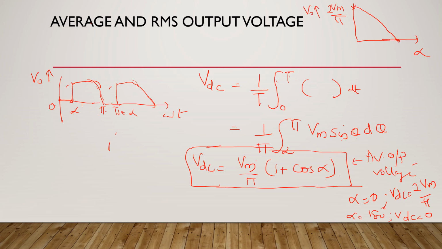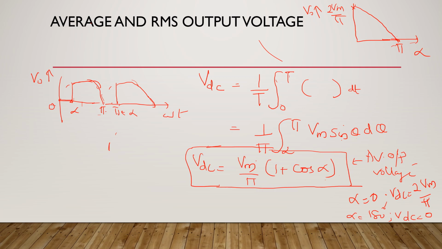On the y-axis I have plotted VO, and on the x-axis this is alpha. At pi, the output voltage becomes 0. So the output voltage is always positive. The semi-converter, where the current direction is always positive, we call a one quadrant converter. Like I said, voltage is positive and current is positive.